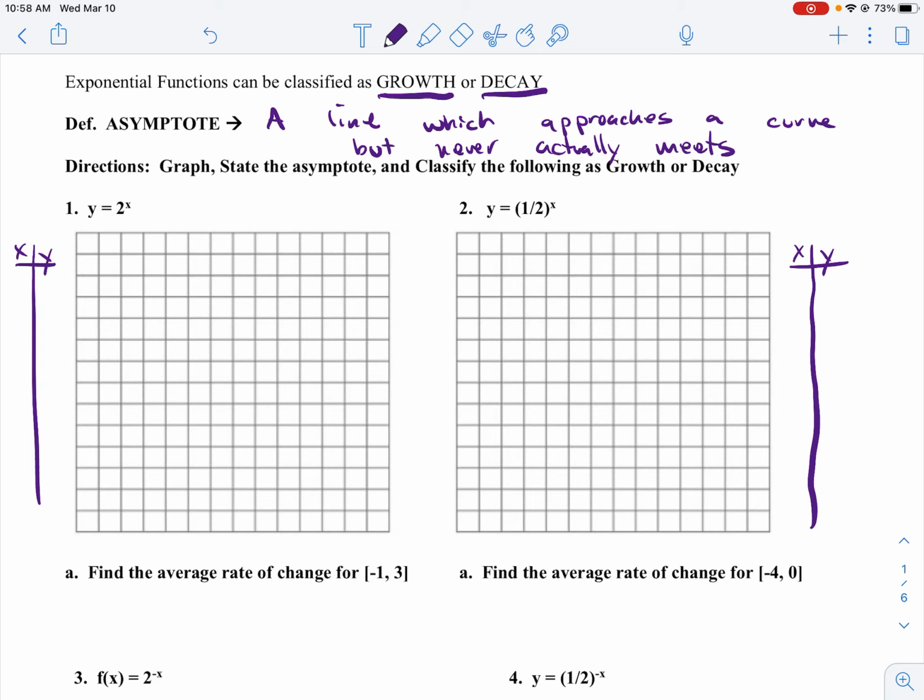So what I'm going to do is plug each of these into my calculator, right? So 2 raised to the x power. And what I'm concerned about is the table of values. So at -1 we're at 0.5, at 0 we're at 1, at 1 we're at 2, at 2 we're at 4, at 3 we're at 8, and that's where I'm going to stop. Okay, so I'm going to graph those points right here.